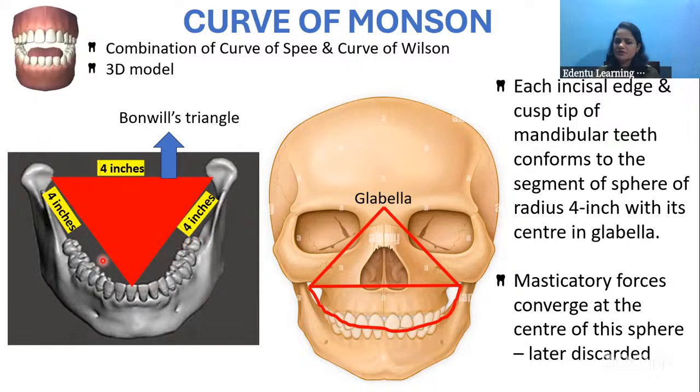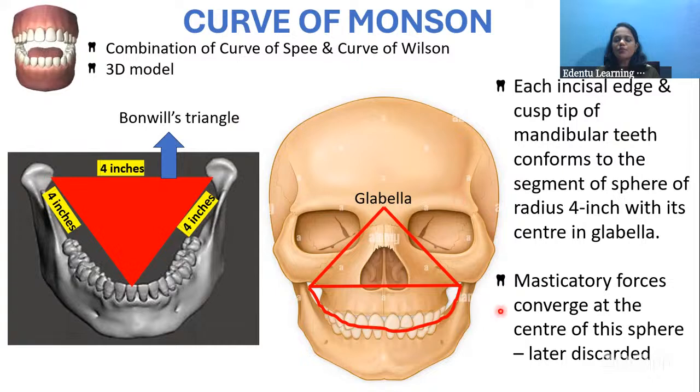The measurement of the three sides of the triangle is usually 4 inches. So from here to here it is 4 inches, here to here it is 4 inches, and here to here it is 4 inches. So an equilateral triangle is obtained. He called this triangle Bonwill's triangle. This Bonwill's triangle is the main basis for the curve of Monson.